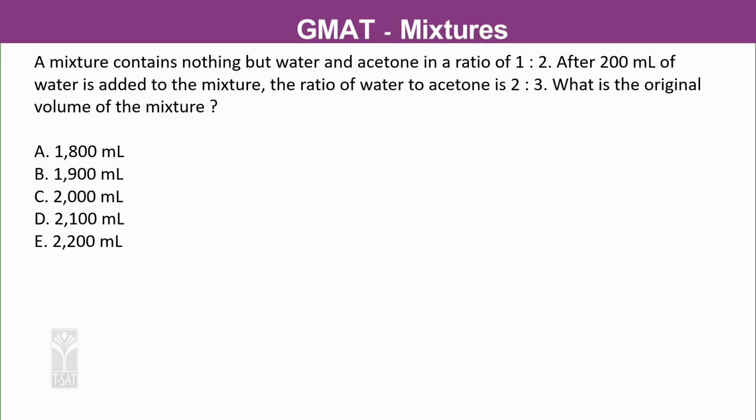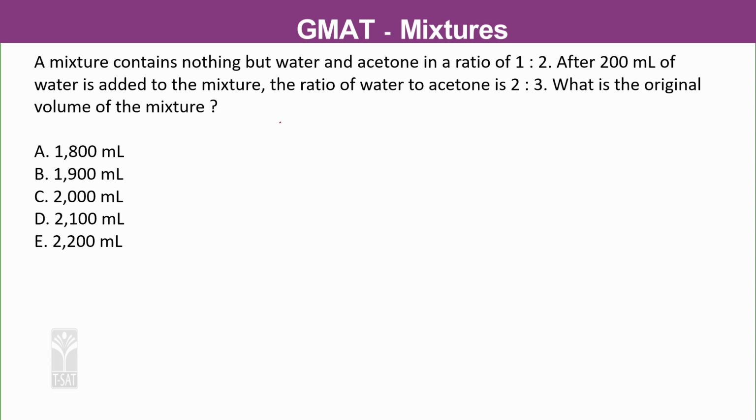Let's begin. The first question says, a mixture contains nothing but water and acetone in the ratio of 1:2. After 200 ml of water is added to the mixture, the ratio of water to acetone is 2:3. What is the original volume of the mixture?